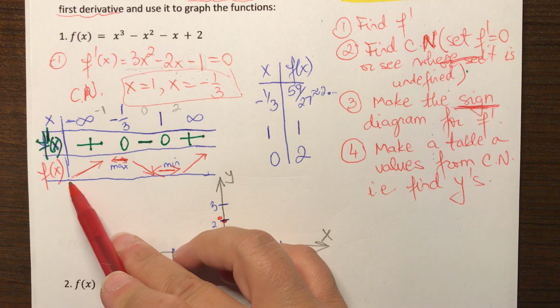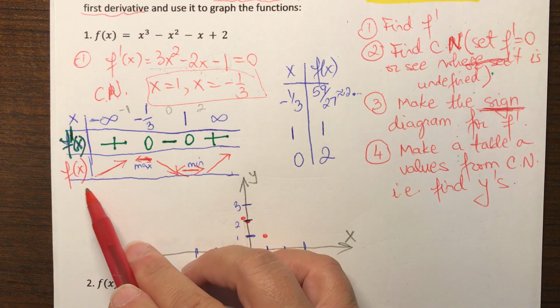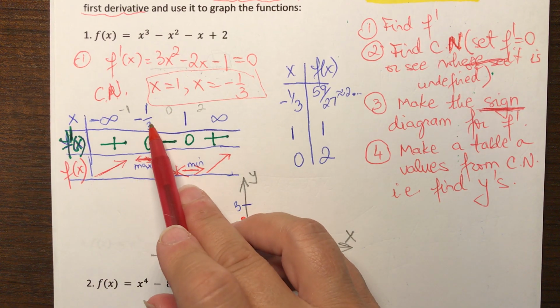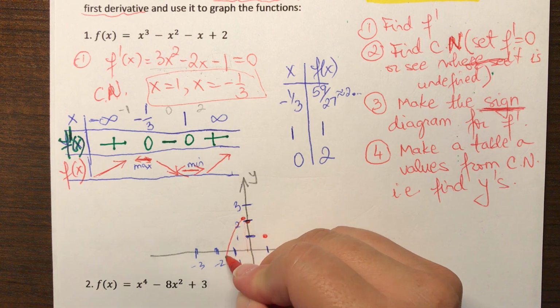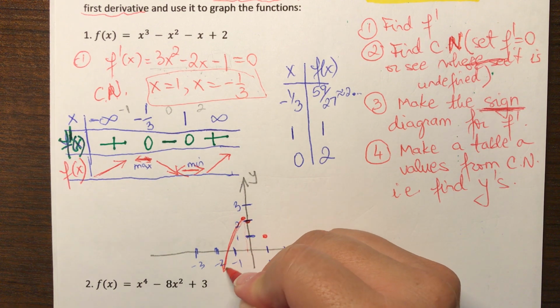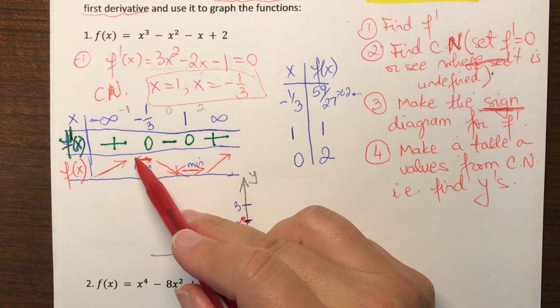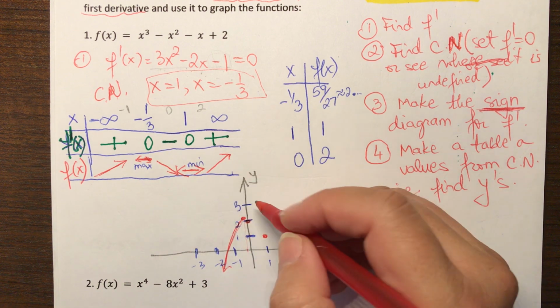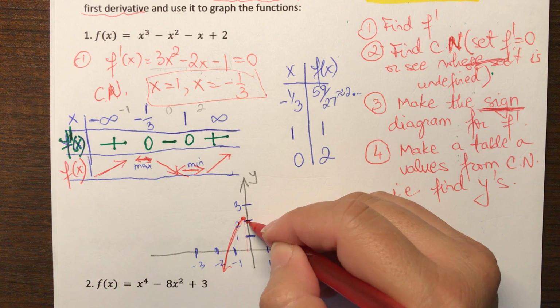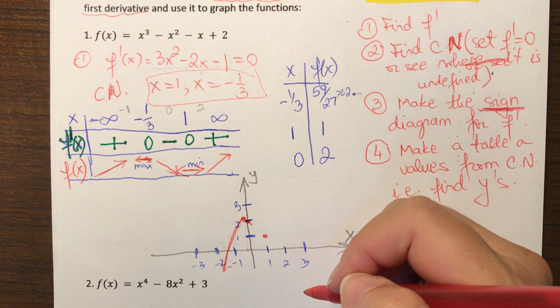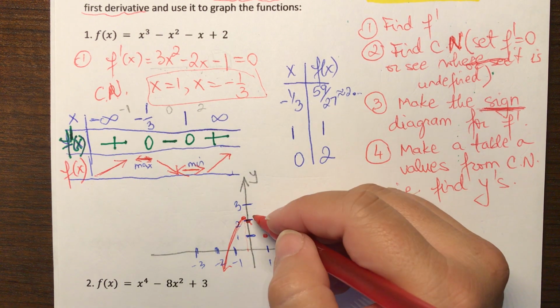So what do we know? We know that the function first does what? It goes up until it reaches this x value of negative 1/3, yes? Then what happens at negative 1/3? It turns and it's going to start to go down. It's going to go down actually through this x and y-intercept, which totally makes sense, yes?